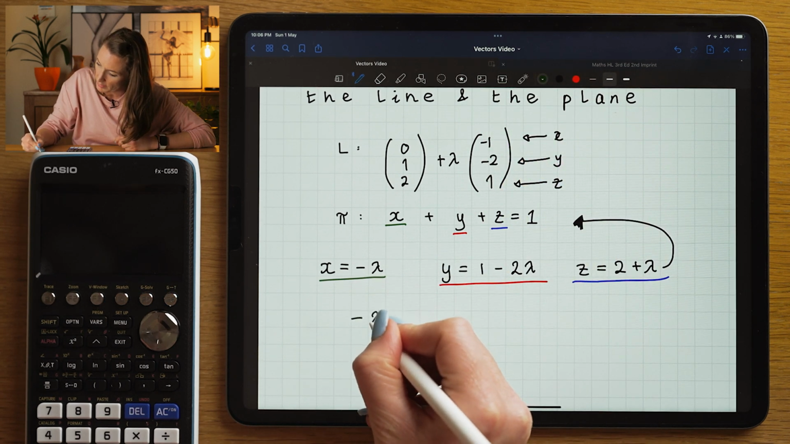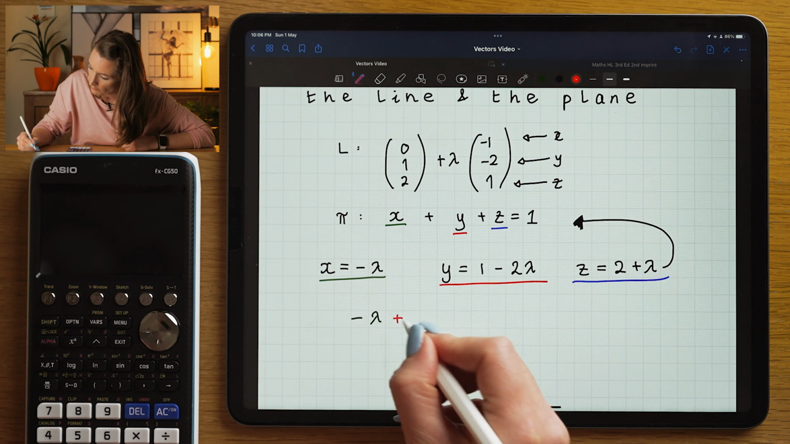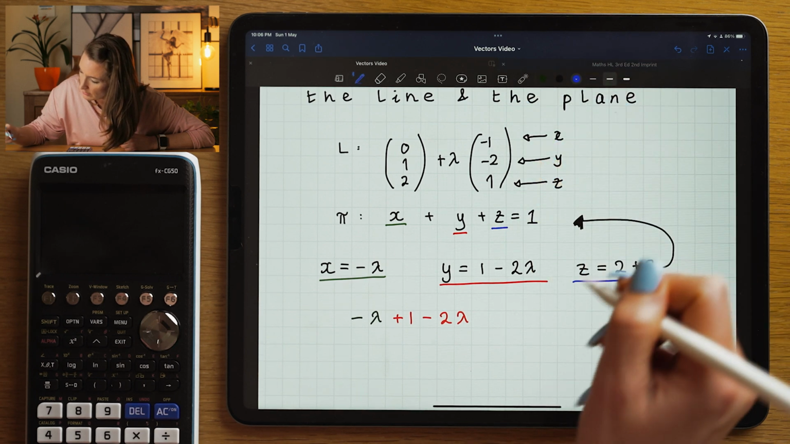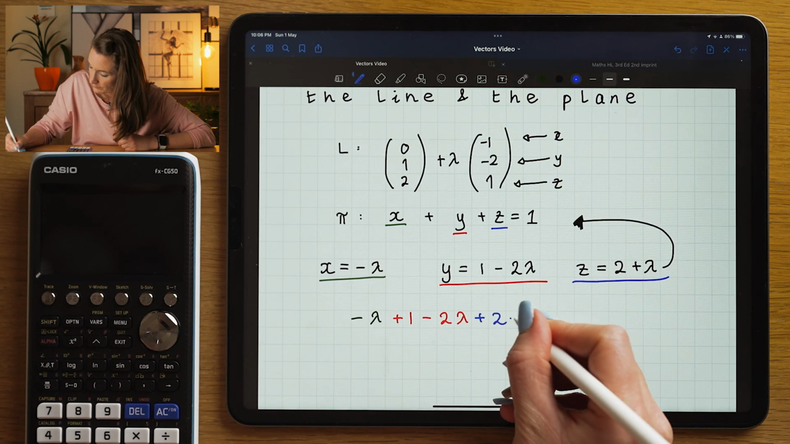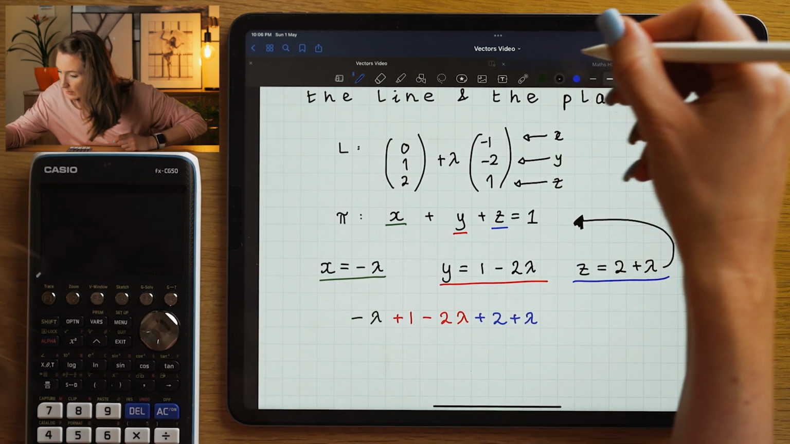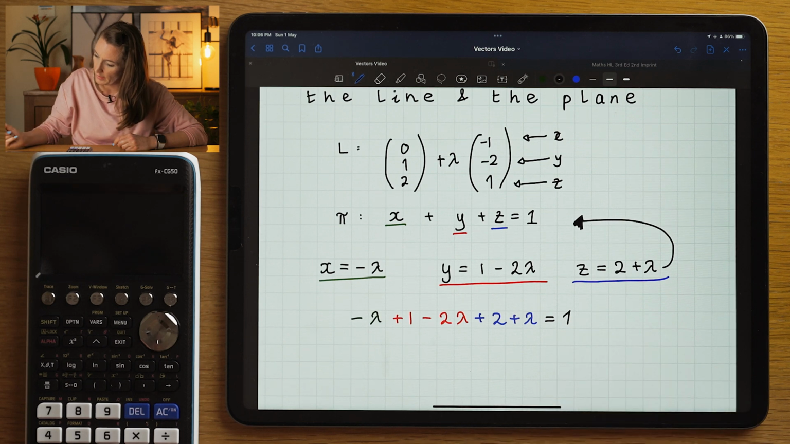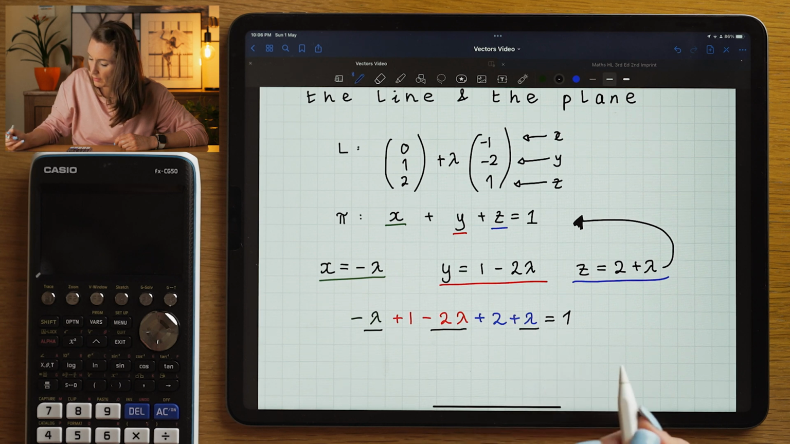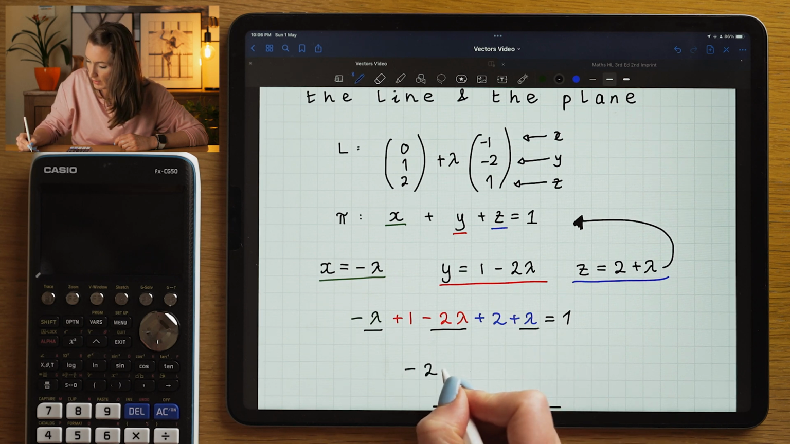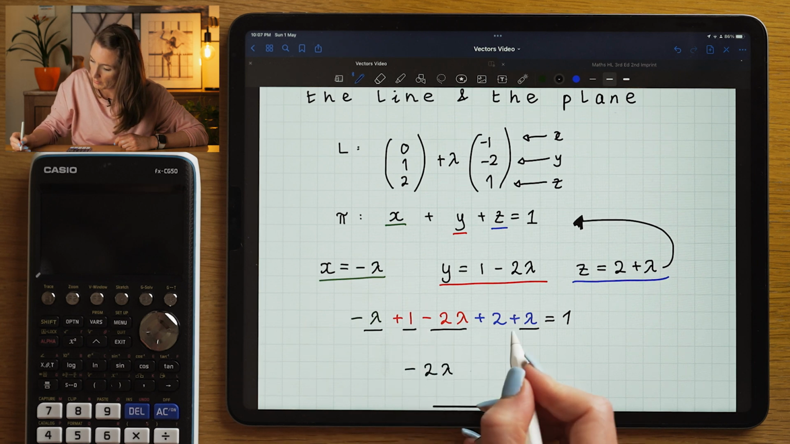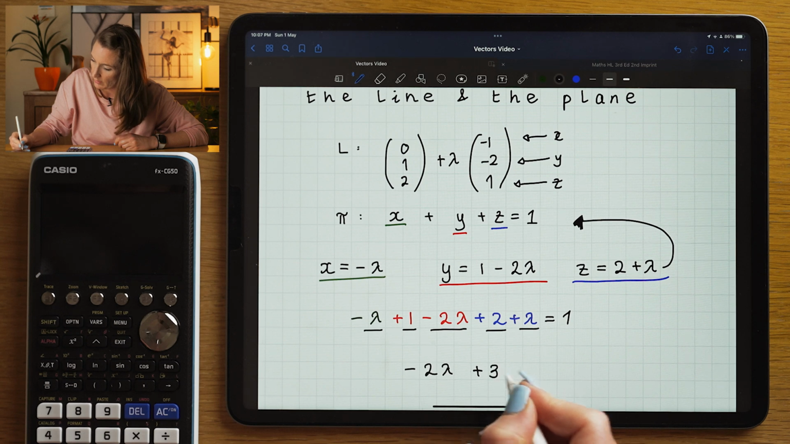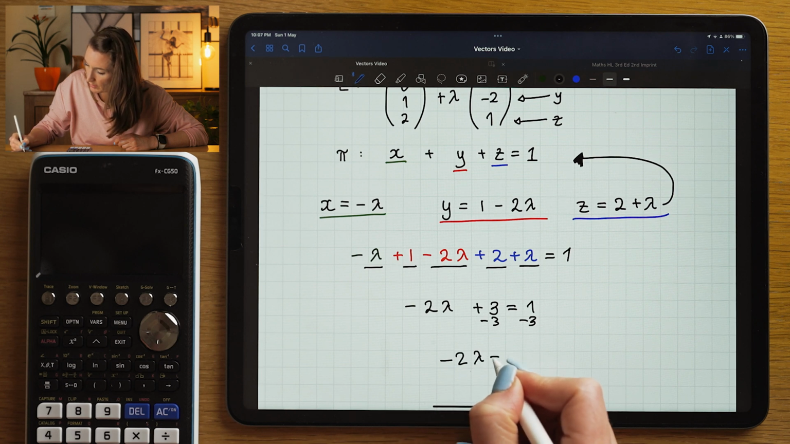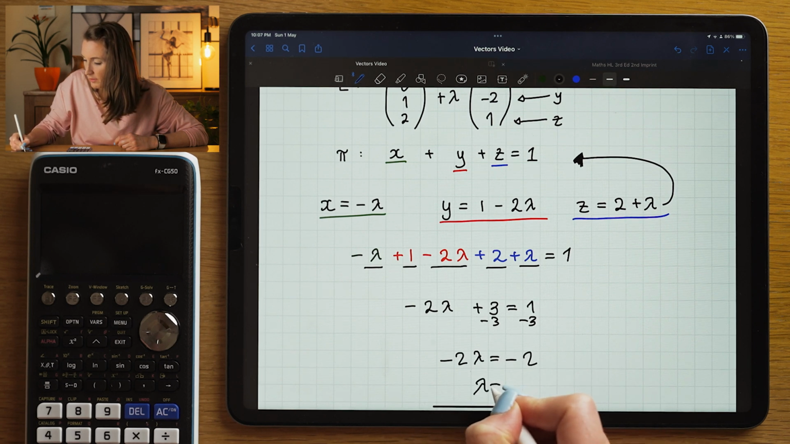I've got 1x, so I've got minus lambda. I've got 1y, so I've got plus 1 minus 2 lambda. And I've got 1z, so I've got 2 plus lambda. And this is all equal to 1. Okay, let's tidy this equation up. I've got minus lambda, minus 2 lambda, that's minus 3 lambda, plus lambda. So that's minus 2 lambda here. I've got 1 add 2, so I've got add 3 is equal to 1. I'm going to subtract 3 from both sides. Minus 2 lambda is equal to minus 2, so lambda is equal to 1.